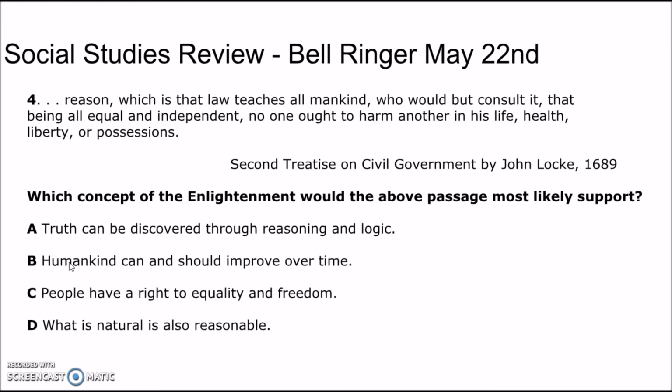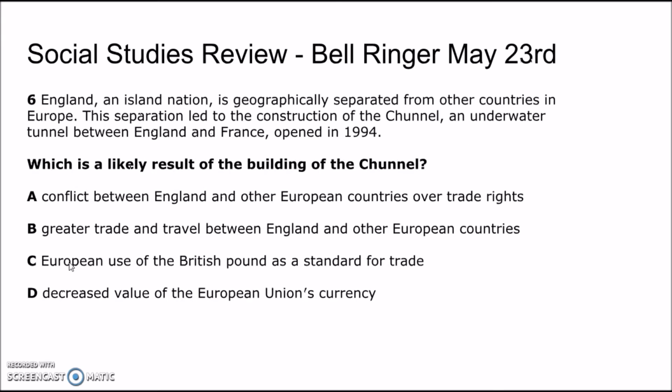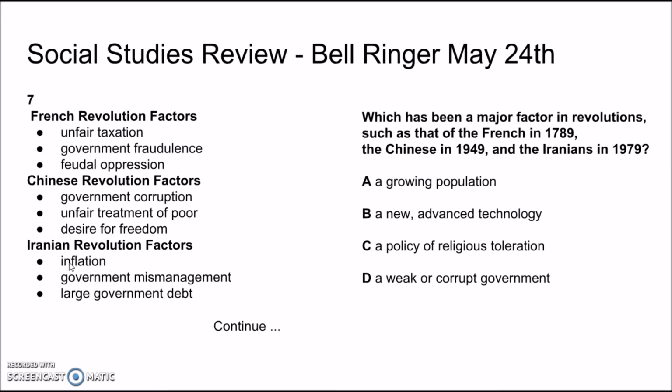A lot of times with these social studies final exams, they are more heavy on the reading, inferencing, and making connections within the test itself than they are heavy on the content, which can be a good thing. So you've got the Declaration on the Elimination of Discrimination Against Women. This is really talking about the UN. We have things about England. It talks about the different revolutions. What are factors that they all share? This is the kind of stuff they're going to see.